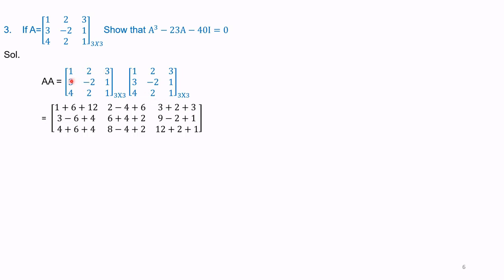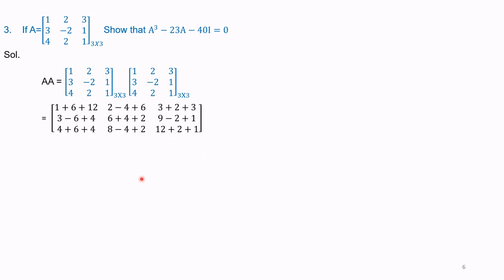Next we move to the second row of matrix A. So 3 into 1 is 3, minus 2 into 3 is minus 6, and 4. We get here 3 minus 6 plus 4. Next we get second row, second column, 6 plus 4 plus 2. The next is second row, third column, 3 into 3, 9, minus 2, and 1 into 1 is 1. Then third row and first column, 1 into 4 is 4, plus 2 into 3 is 6, plus 1 into 4 is 4. Then next is 4 into 2, 8, minus 4 and 2. Then the last operation is row 3, column 3: 4 into 3 is 12, 2 and 1.